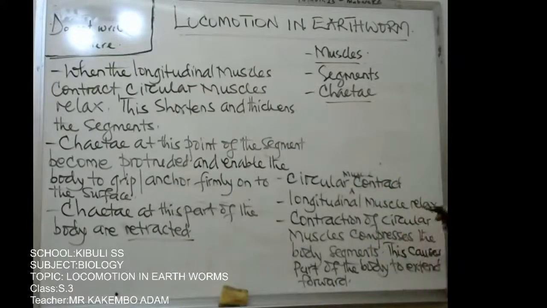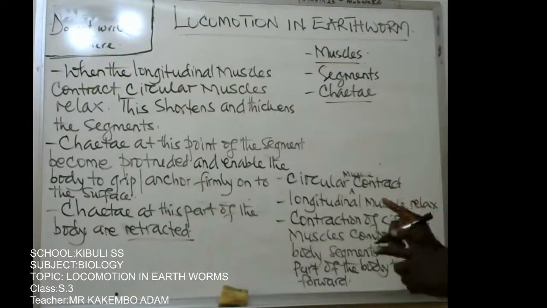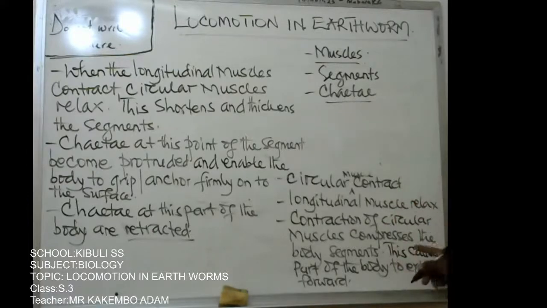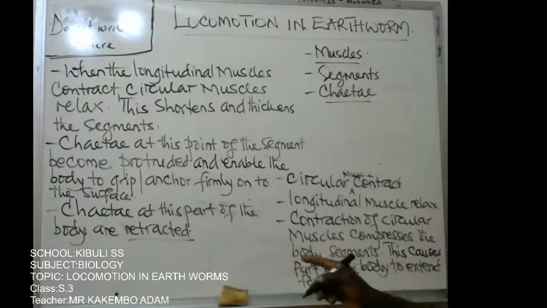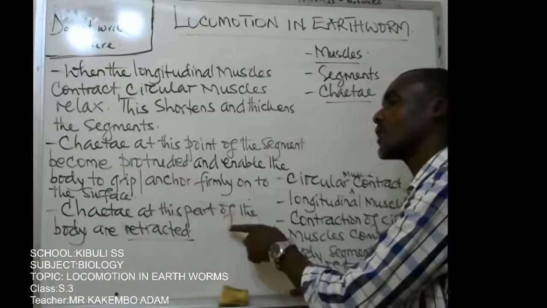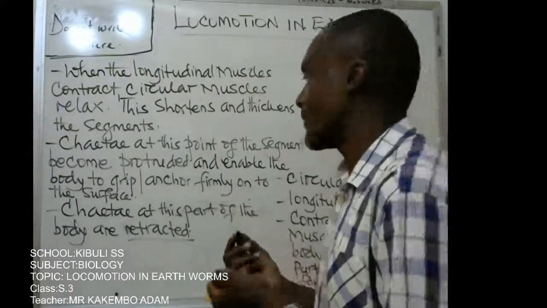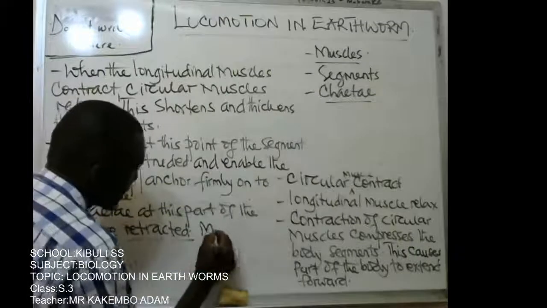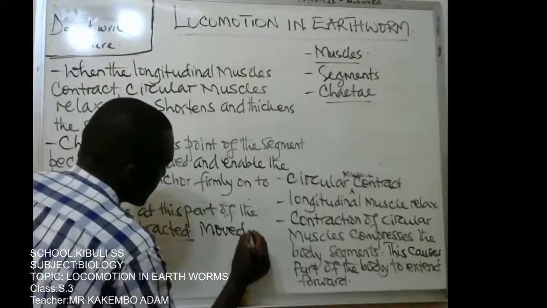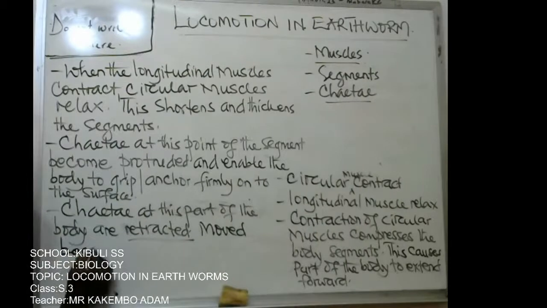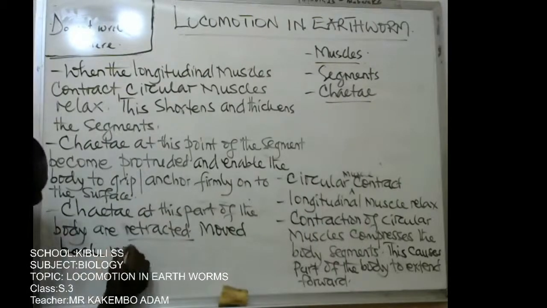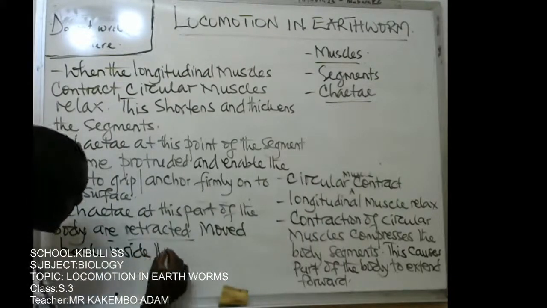So we said in the first place, as circular muscles contract, longitudinal muscles relax. What is the effect of the muscles behaving oppositely like that? Contraction of circular muscles compresses the body segments, causing part of the body to extend forward. Chitae at this point of the body are retracted, moved inside, meaning moved back inside the body.